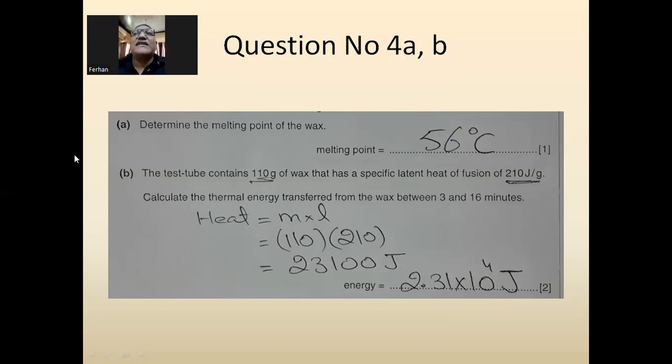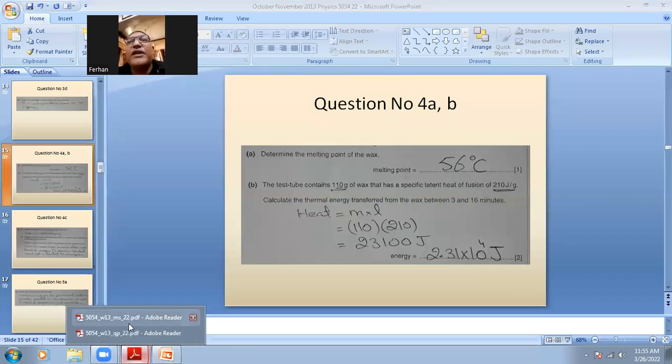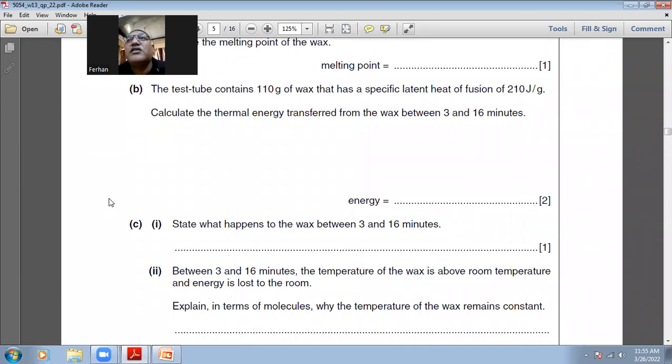So mass is 110 gram and the specific latent heat is 210 joules per gram. Because the unit of the mass is gram, the latent heat should also be per gram, and it is. So the units are consistent with each other. Multiply 110 with 210, you get 23100 joules, which means 2.31 x 10^4 joules. So we are done with this numerical. That was question number 4 A and B part. So let's have a look at the next question. So we are done with this.